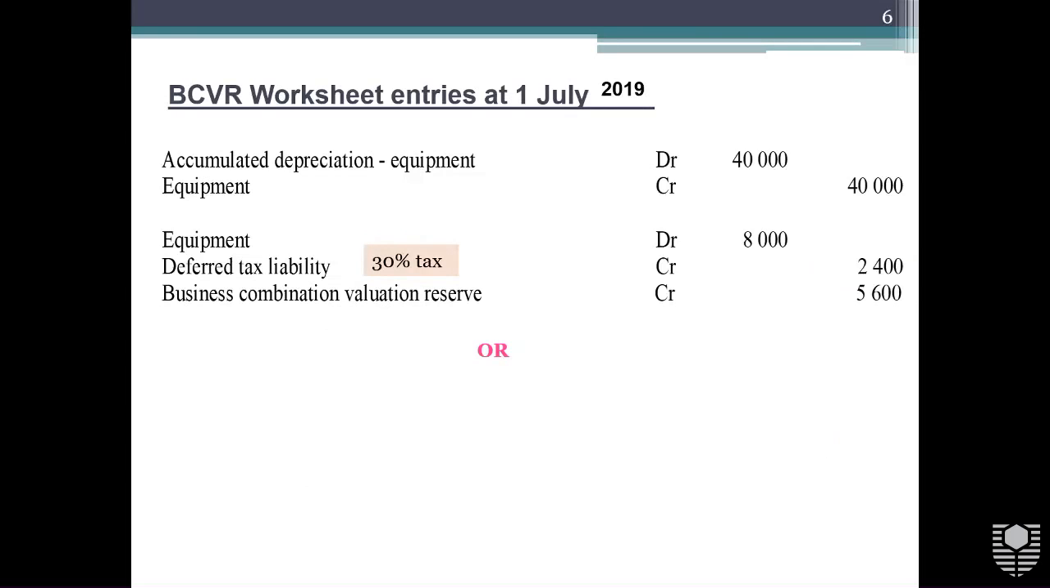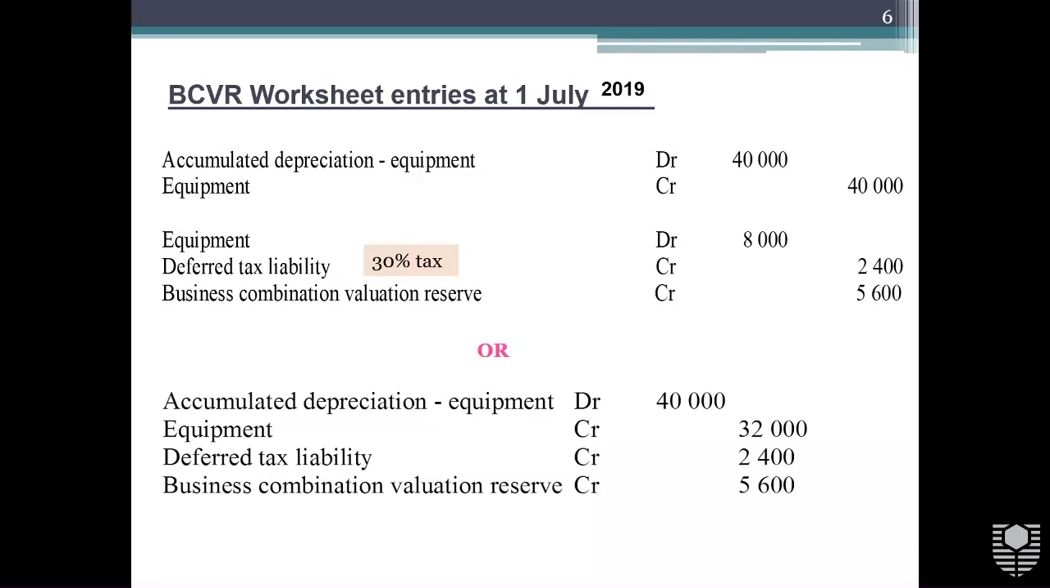Okay, our depreciation, there are two ways that you can do it. Number one, you can write back the depreciation. The original cost of the equipment was $80,000 and the carrying amount there is $40,000, right? That means the accumulated depreciation must have been $40,000. So we're going to write that back, because currently in the books there is a credit of $40,000. To remove it, we're going to debit accumulated depreciation $40,000. We're going to credit the equipment $40,000. To increase the value of our equipment, because the difference between the carrying amount and the fair value is $8,000, we can debit equipment $8,000, right? And now we tax affect it, so we're going to credit the deferred tax liability $2,400 and our business combination valuation reserve with the difference, $5,600.